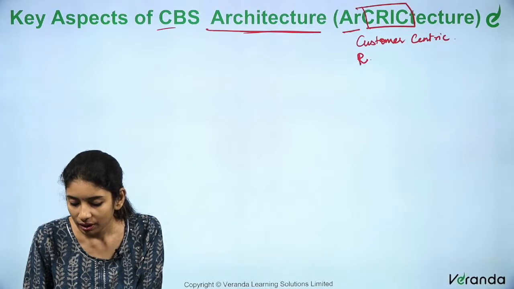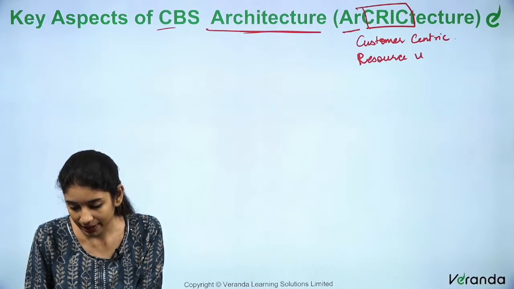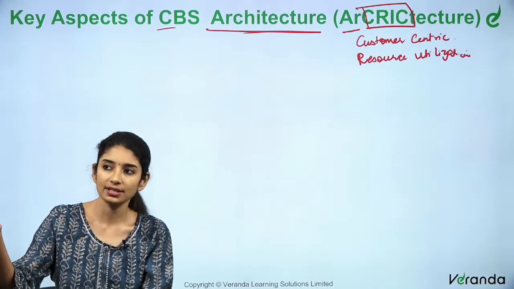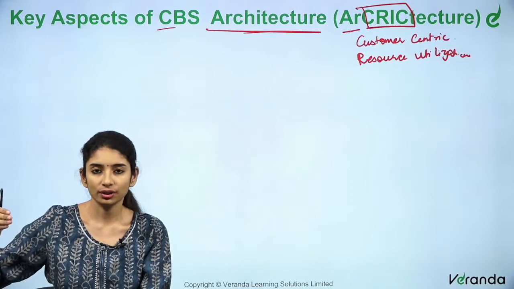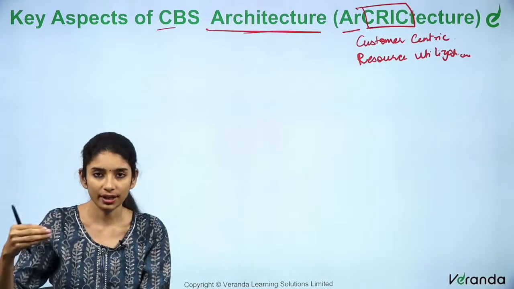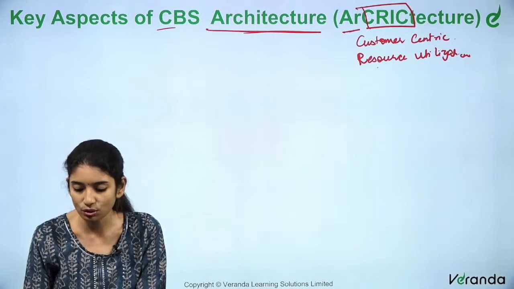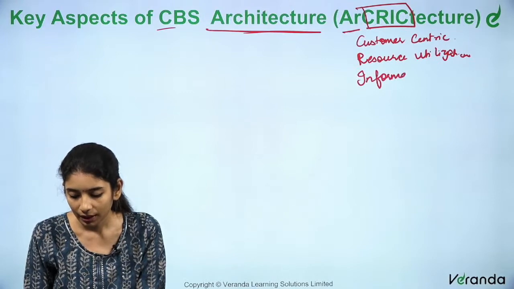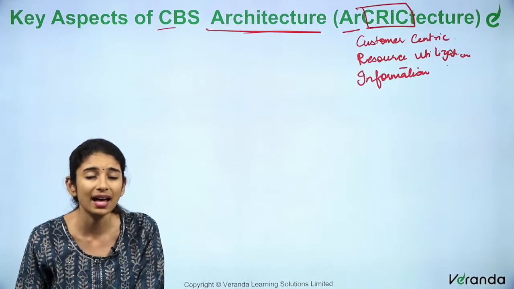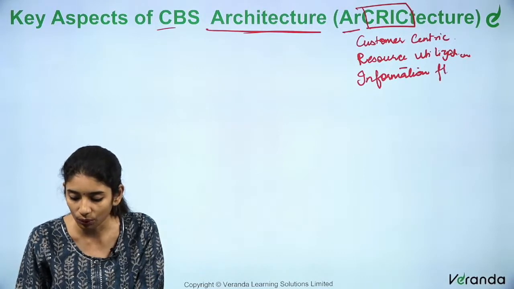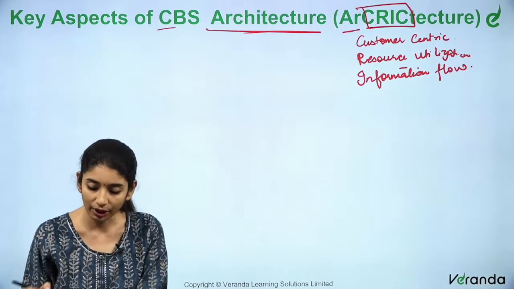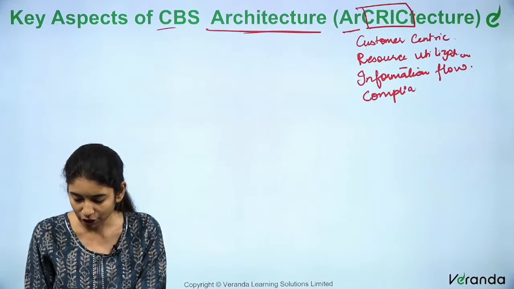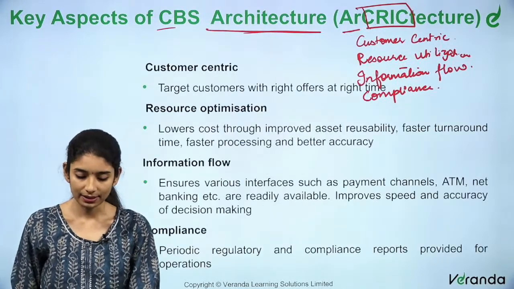R for resource utilization. The bank needs to make sure that they do not waste any resources. For example, if there is a bank branch, there need not be an ATM in the next street; it can be with the branch itself. No assets are wasted. Information flow needs to be seamless and recorded in the logs. And C is for compliance. Need to make sure that my CBS helps me in compliance. Clear?